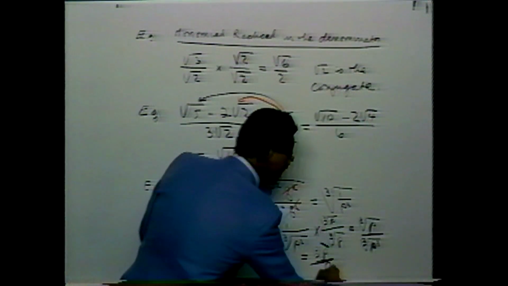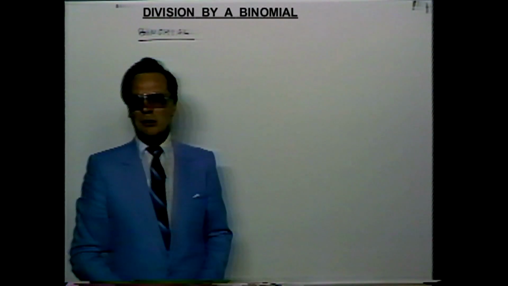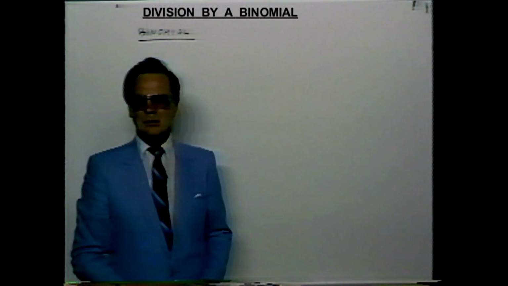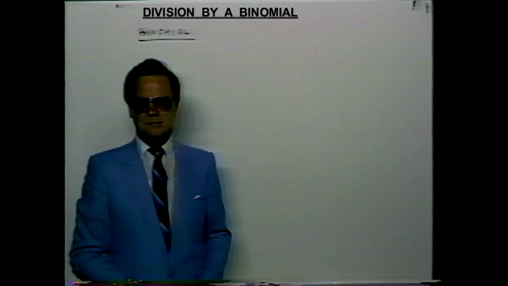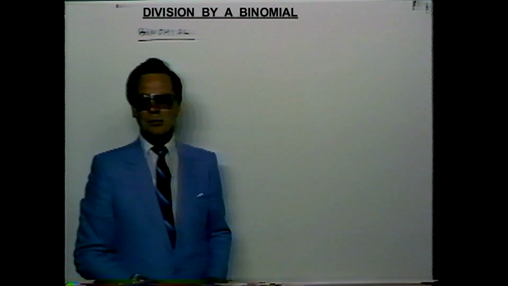over p. The next kind of problem dealing with division will be by a binomial. That is, of course, a binomial radical expression. To rationalize the denominator of a binomial radical, multiply the numerator and denominator of the given quotient by the radical conjugate of the denominator. The radical binomial conjugate of the denominator.